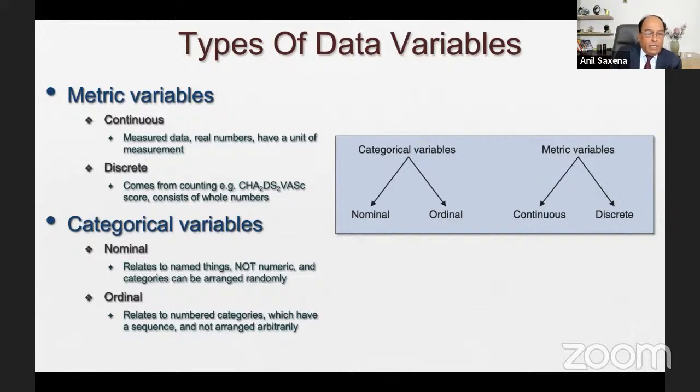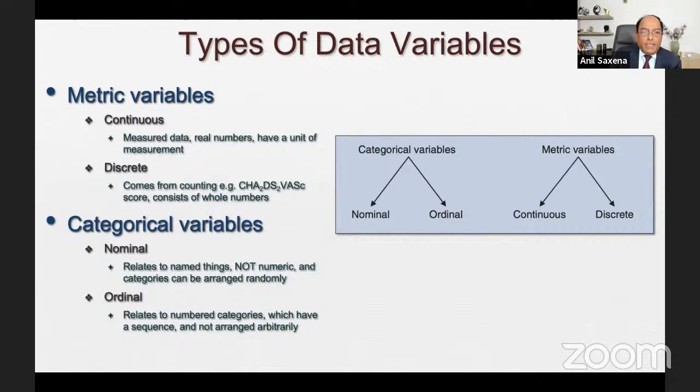One is metric, in which we measure the value of a variable. And second, we have categorical variables where we have only yes or no. So we can categorize your patient or any data into a particular category. That's called categorical variables. And I will discuss these in some detail. So metric variables are again of two types. One is continuous and one is discrete. Continuous means, for example, blood sugar.